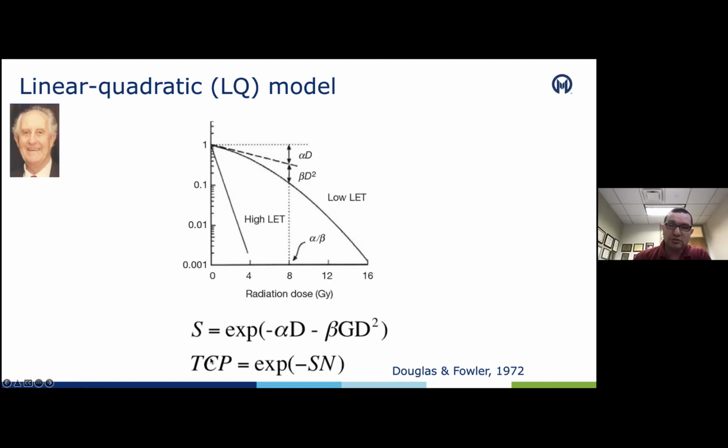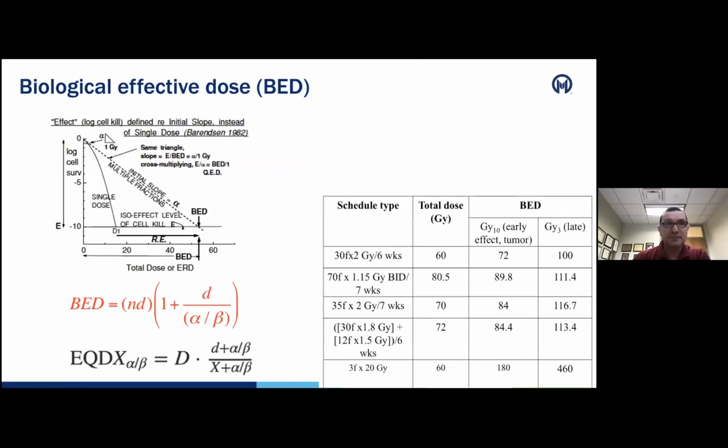Now, the tumor control probability can be described as a Poisson phenomenon using this exponential relationship, and here N would refer to the number of clonogens, giving the survival fraction based on the sensitivity parameter, the alpha-beta ratio. We can actually predict the TCP using these techniques.